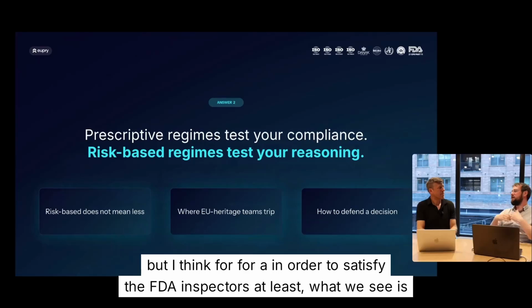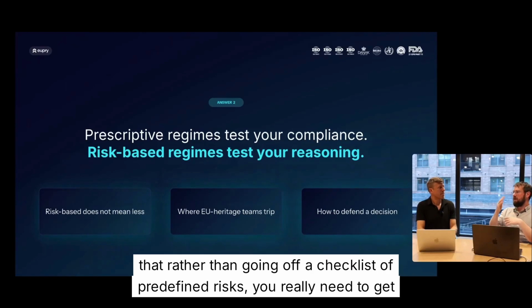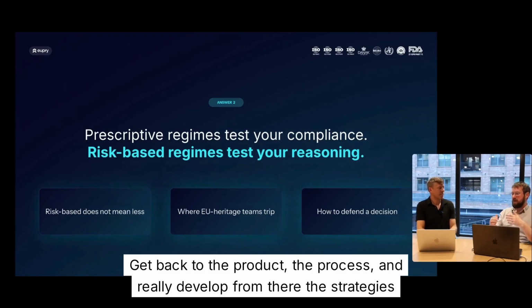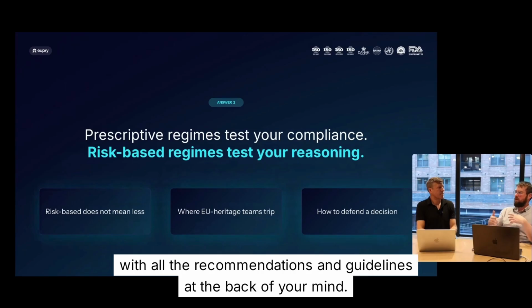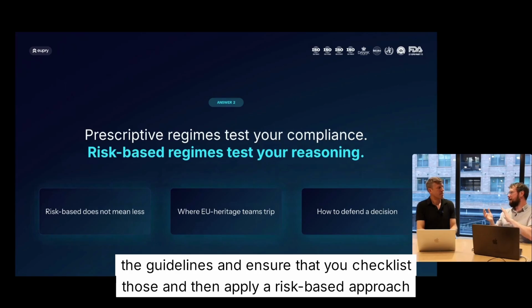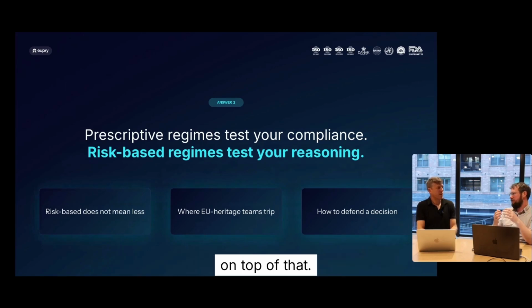But in order to satisfy the FDA inspectors at least, what we see is that rather than going off a checklist of predefined risks, you really need to get down to the root of where your risks originate from. Get back to the product, the process, and really develop from there the strategies with all the recommendations and guidelines at the back of your mind. In my view, at least from an EMA perspective, they are much more reliant on the guidelines and ensure that you checklist those and then apply a risk-based approach on top of that.